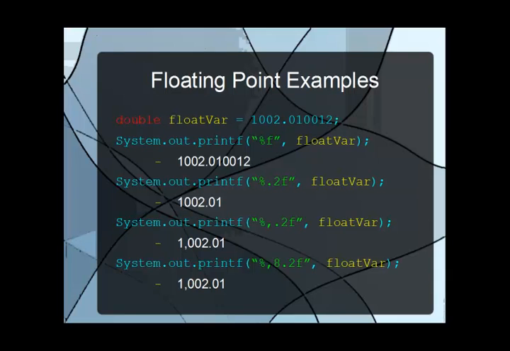These are just a list of floating point examples. You can use %.2f, that'll print it to 2 decimal places. You can do %,.2f, and it'll do the same thing, only it'll include commas.